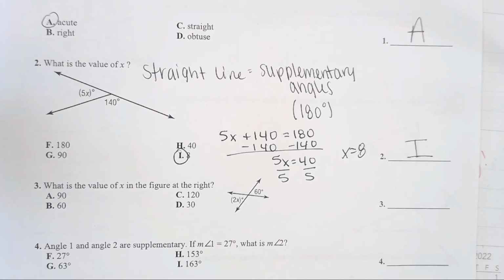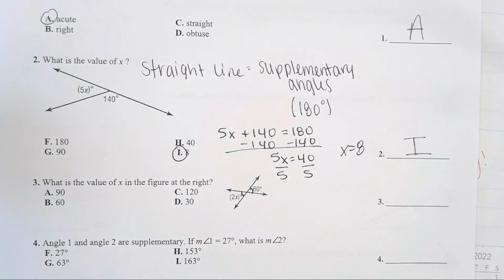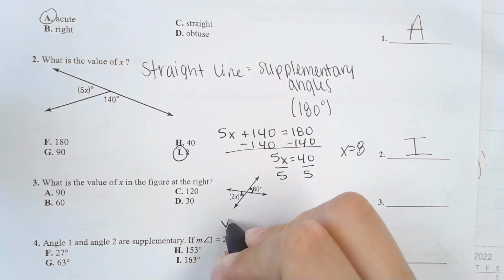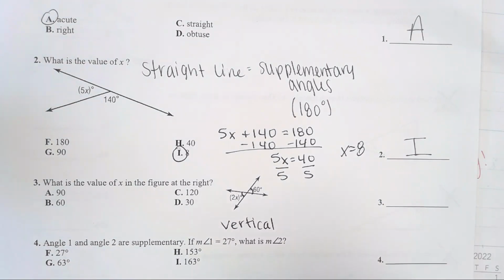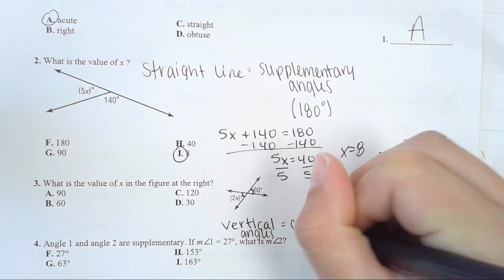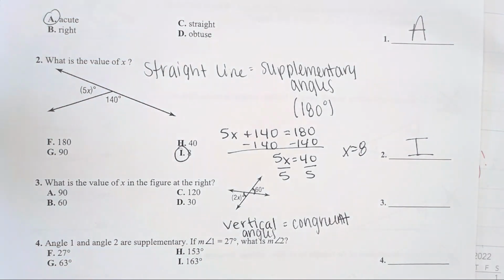All right, next one, what is the value of x in the figure at the right? If you notice, this angle and this angle are right across from each other. So these are not complementary or supplementary. They're what we call vertical angles. What we know about vertical angles is that they are congruent, and congruent means that they are the same. So if they're the same, we can just set these two angles equal to each other and then just solve for x like normal.